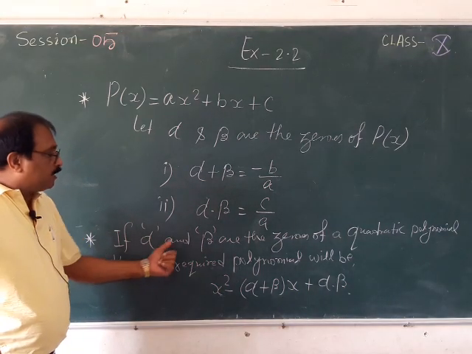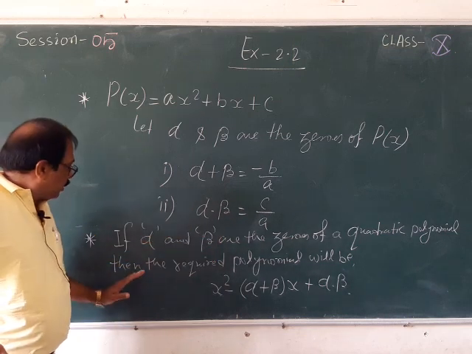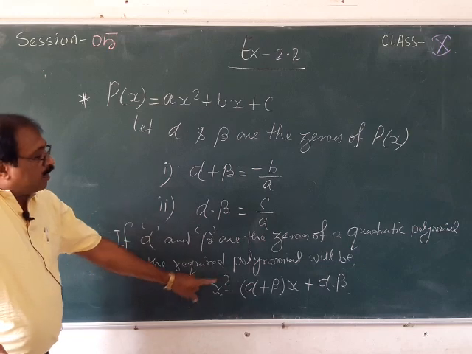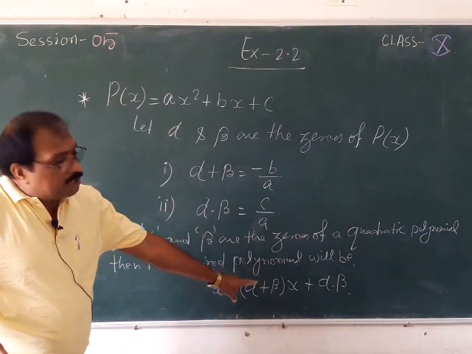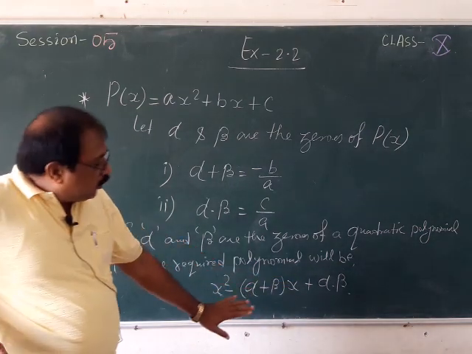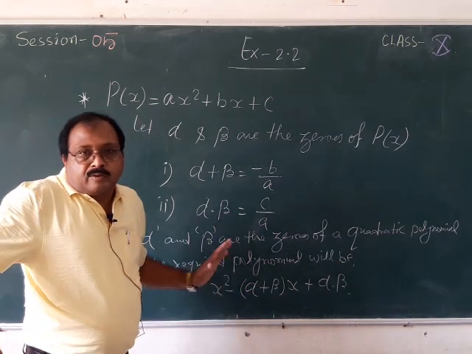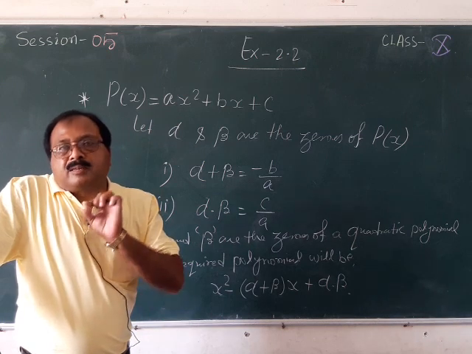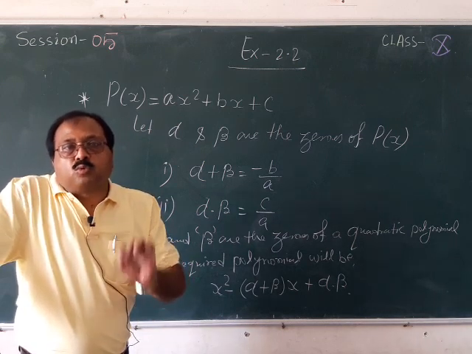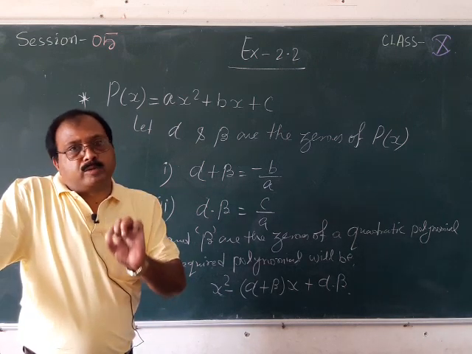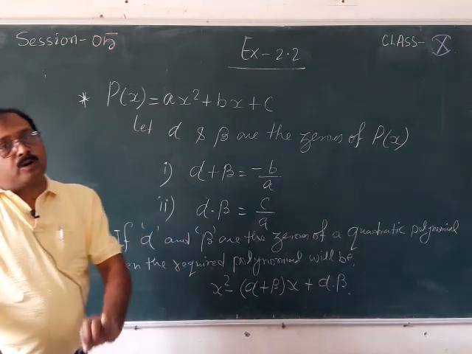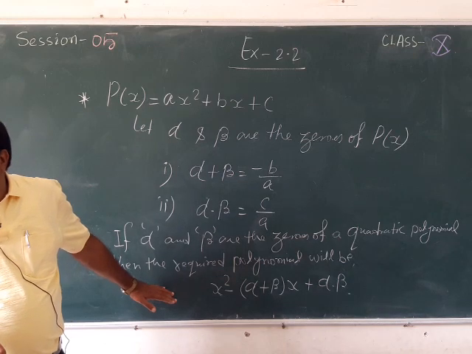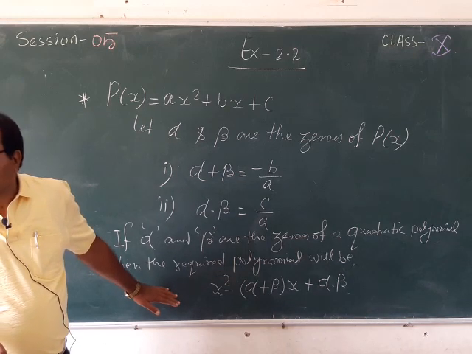That means if alpha and beta are the zeros of a quadratic polynomial, then the required polynomial will be x square minus (alpha plus beta) into x plus alpha into beta. You have to use this formula when the zeros of a quadratic polynomial are given in the question and you have to frame the quadratic polynomial. In that case, you can apply this formula to find the polynomial.